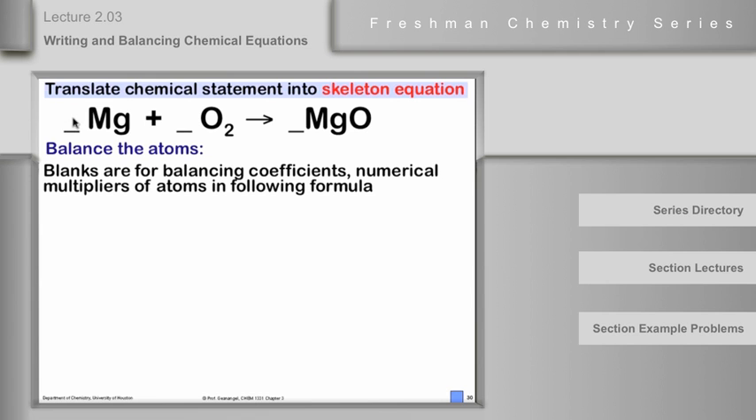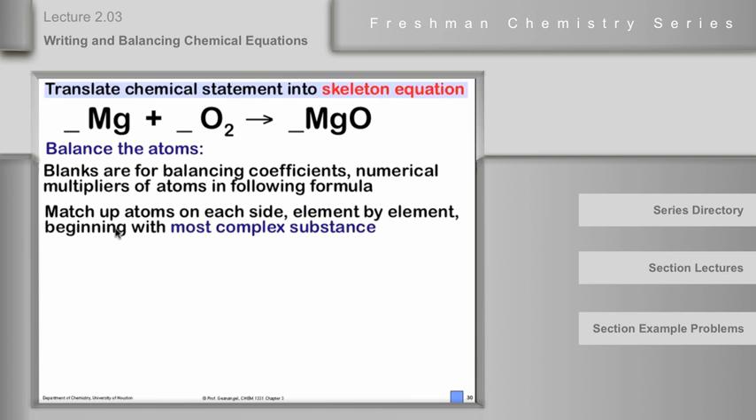Now, if it turns out that a balancing coefficient of 1 is found for any one of these, we'll leave it out. If there's no balancing coefficient there, we'll assume the presence of a 1. But otherwise, we'll put the numbers in, and the numbers need to be whole numbers. Again, until we get to Chapter 6, and then we can play a little looser with this. But until we get to Chapter 6, these all need to be whole numbers.